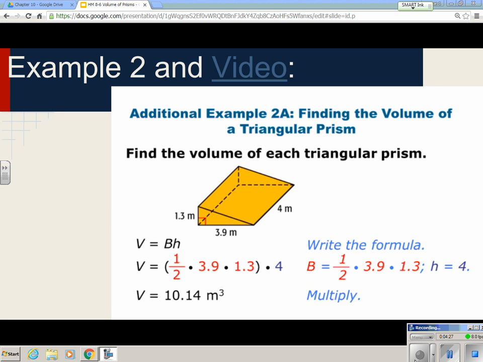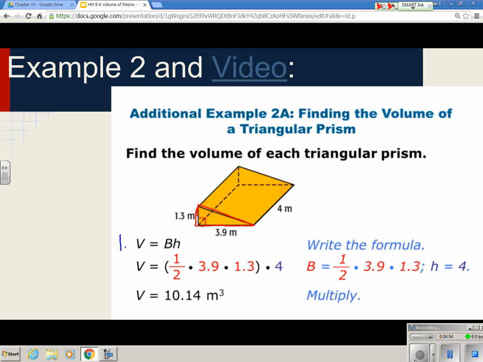All right, so here we have a triangular prism. We've got to find out how much stuff you can fit inside that. So the formula is base times height. But as you can see, base is whatever the specific base is of the shape. Now the shape of this base is a triangle. So we have to first find the area of that triangle base, then multiply it by the height.